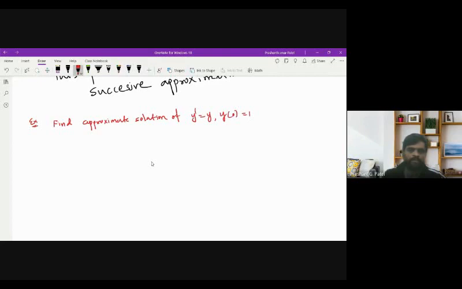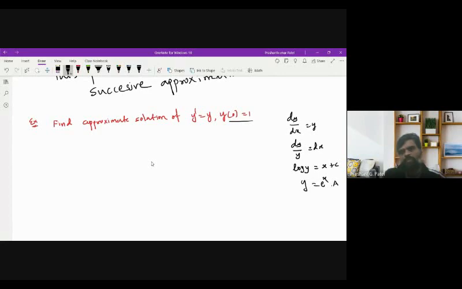First of all, just observe what the solution of this differential equation, or initial value problem, will be. Why is it an initial value problem? Because initially a value is given. And we know that by the separable variable method one can solve this. This is dy by y equal to dx, so log y equal to x plus c, that is, y equal to a times e power x.